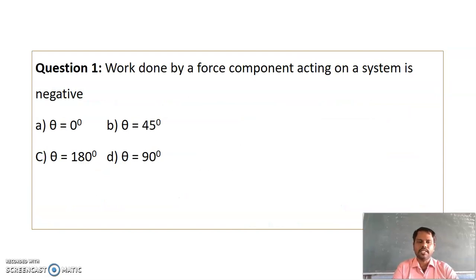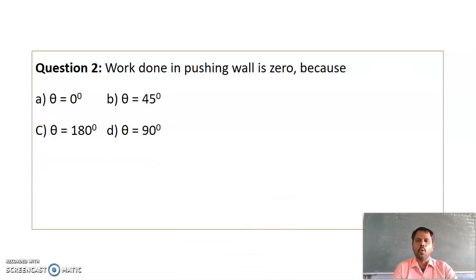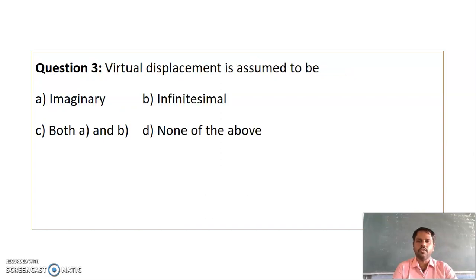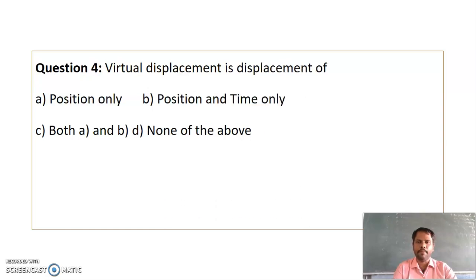So now let's have a small MCQ session. Question number 1. Work done by a force component acting on a system is negative when force and displacement are in opposite directions, when theta is equal to 180 degrees. Work done in pushing a wall is 0 because work is 0 when the angle between them is 90 degrees. Virtual displacement is assumed to be imaginary and infinitesimally small. So the answer is both A and B.